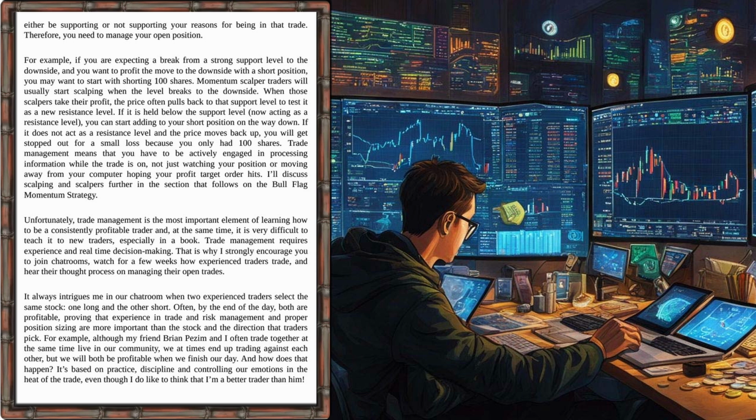For example, although my friend Brian Pezim and I often trade together at the same time live in our community, we at times end up trading against each other, but we will both be profitable when we finish our day. And how does that happen? It's based on practice, discipline, and controlling our emotions in the heat of the trade, even though I do like to think that I'm a better trader than him.